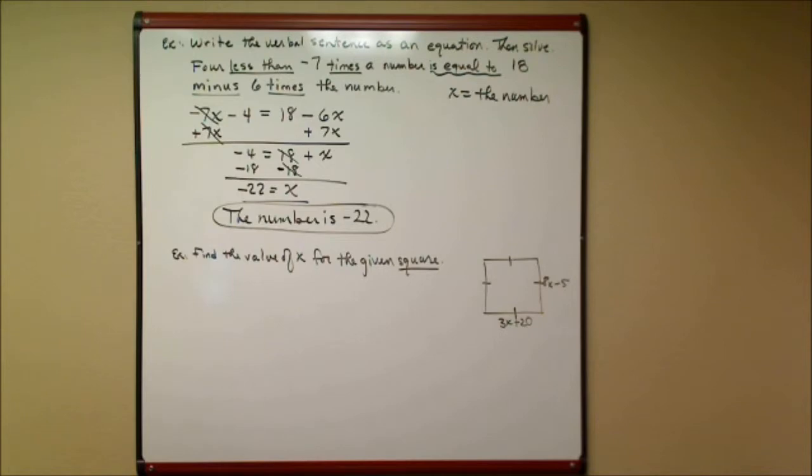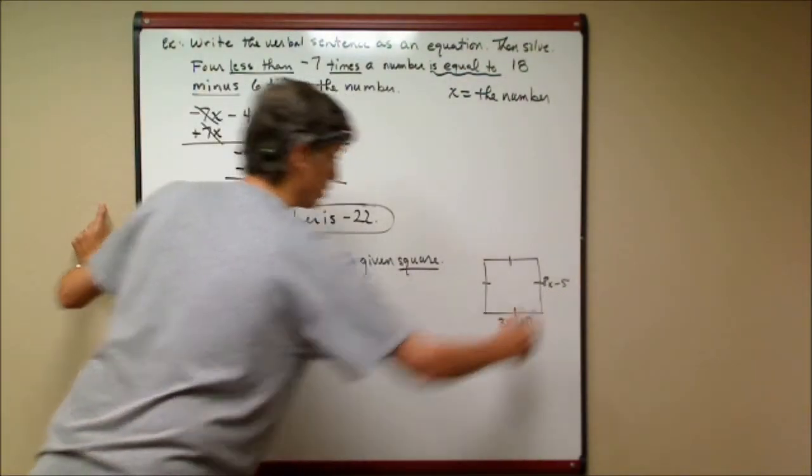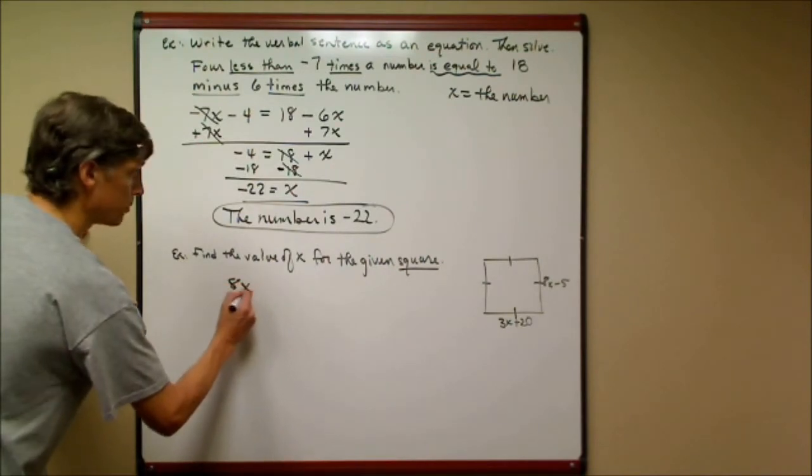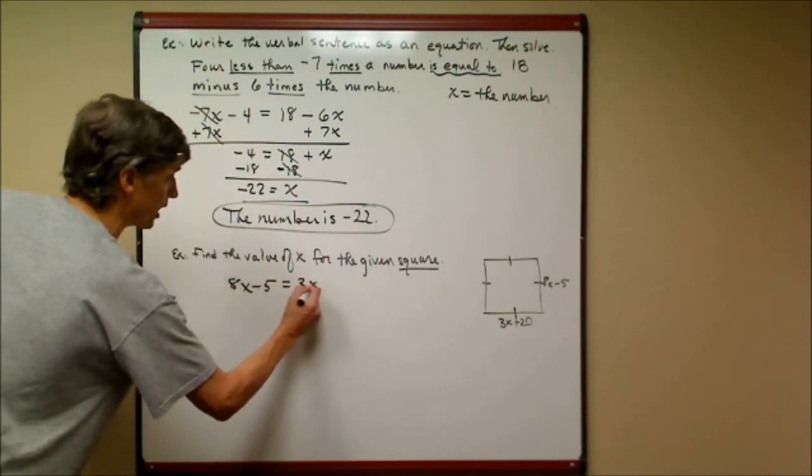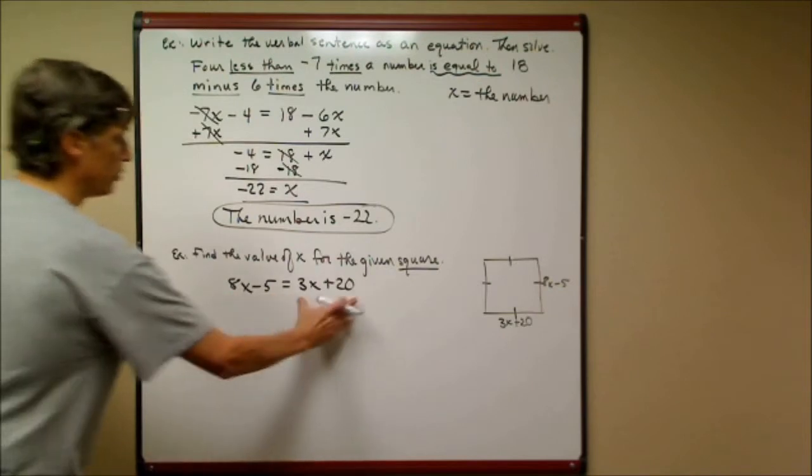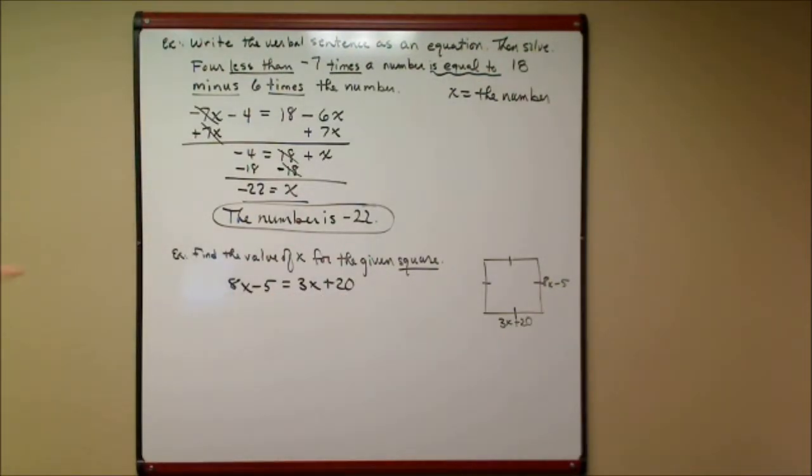The sides are said to be congruent. They have the same measure. So that means this measurement and this measurement are equal. So I'm going to write 8x minus 5 is equal to 3x plus 20. I set the 2 measures of the sides equal to one another since it's a square.